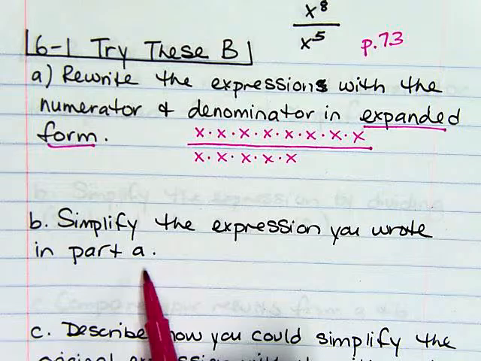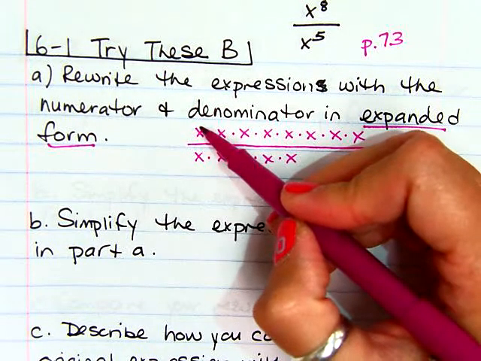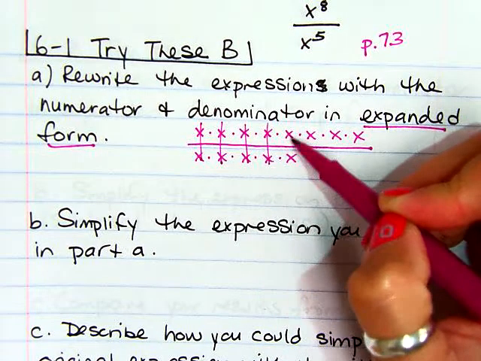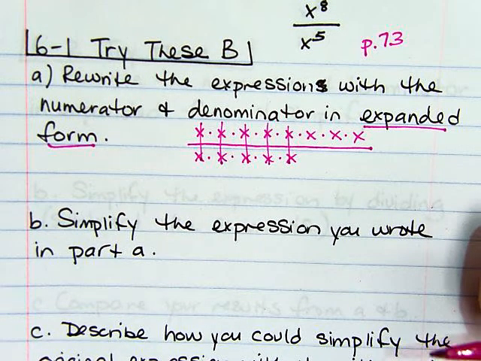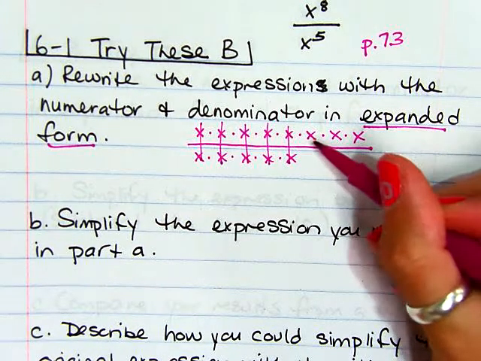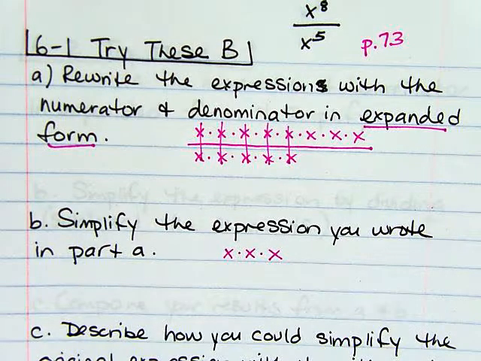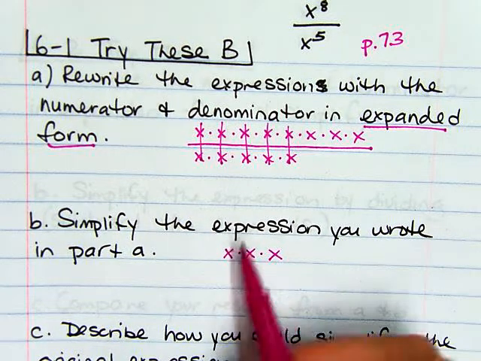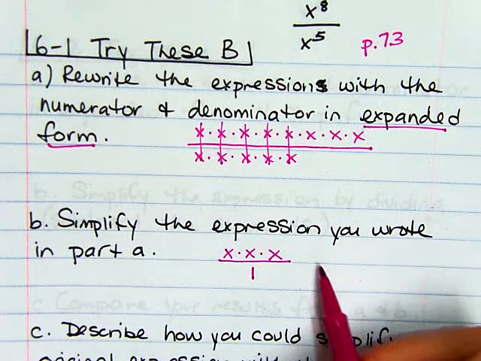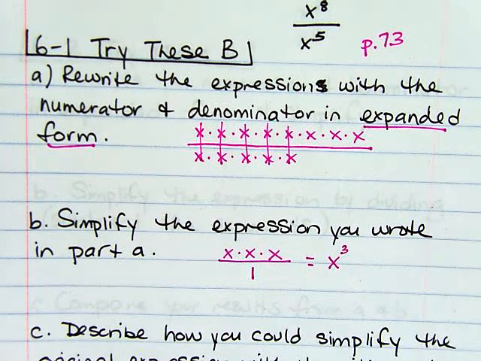In order to simplify that, I'm going to cancel out all the ones. So remember, x over x is 1. x over x is 1. All of these, remember, any number over itself is 1 when I divide. So to simplify that, what do I have? I just have x, 3 x's. They're all over 1, so I don't have to write that. Let me write it just so you can see that this is what I actually have now. And then to simplify it one step further, I have x to the 3rd power.